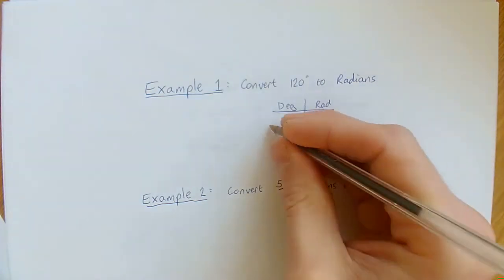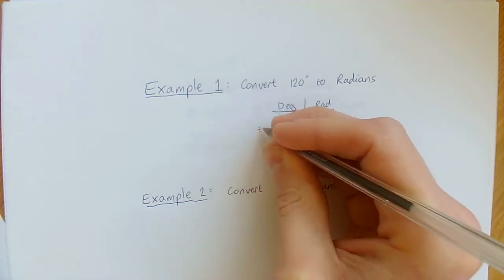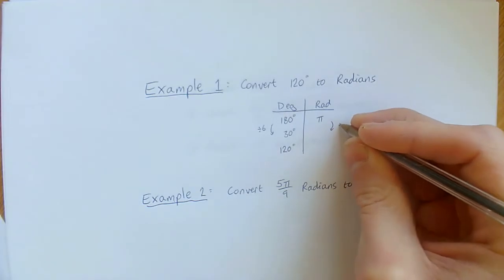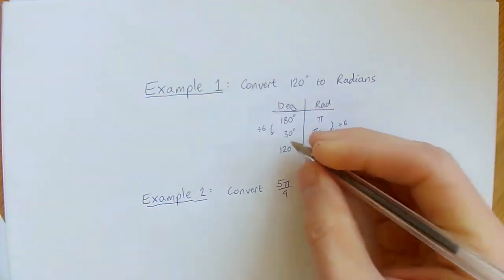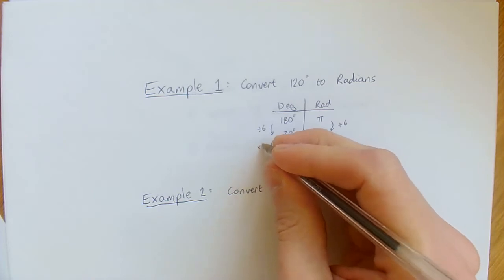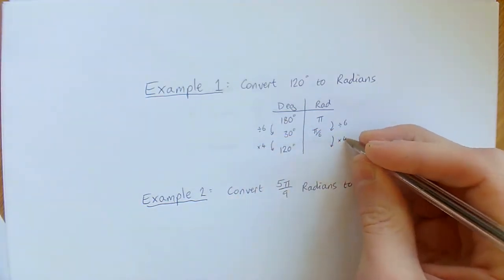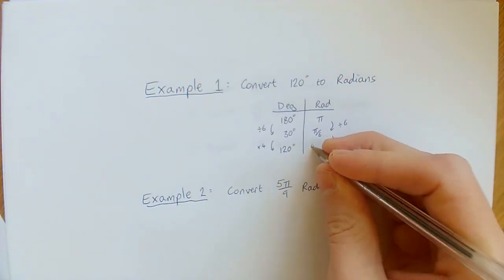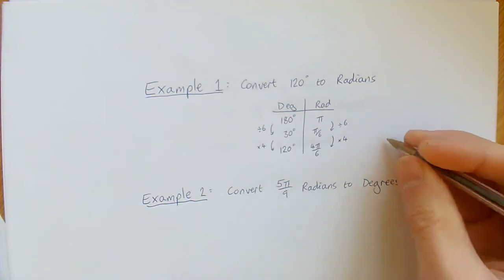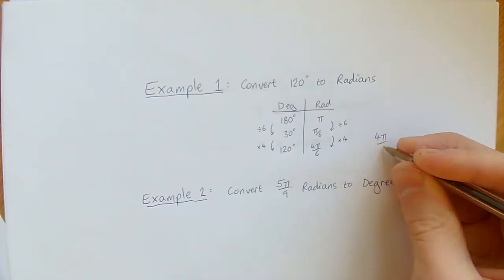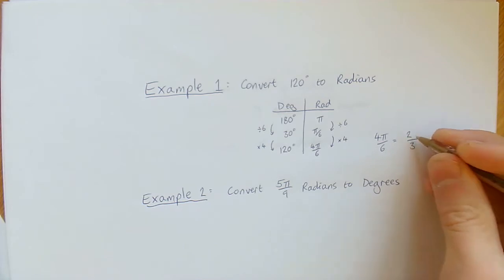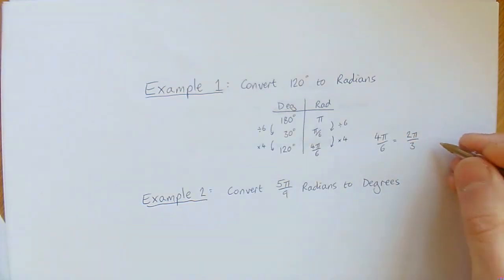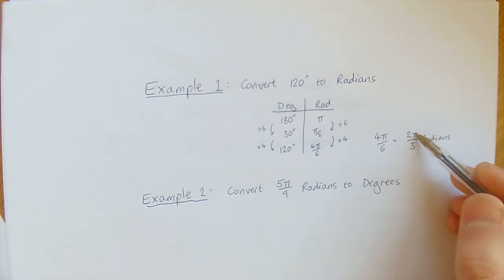If I'm going from 180 to 30 degrees, that's dividing by 6. So over here, I need to divide by 6, so I get pi over 6. Keep everything as fractions when we're working on this. 30 degrees to 120 degrees, well, I'm timesing by 4, so let's times this side by 4. That gives me 4 pi over 6. Now, where possible, and this is always true in a higher exam, cancel it down. 4 over 6 is the same as 2 over 3, and we can keep the pi there. So for my answer, 120 degrees in radians is 2 pi over 3 radians.